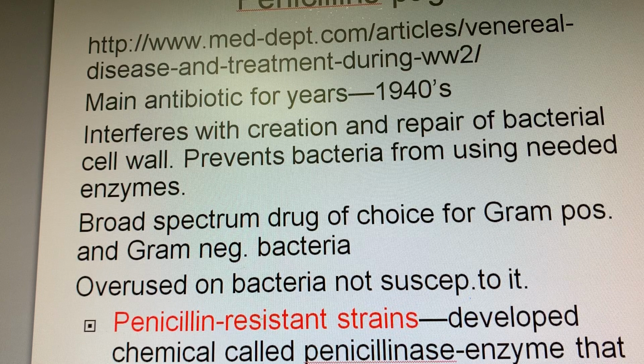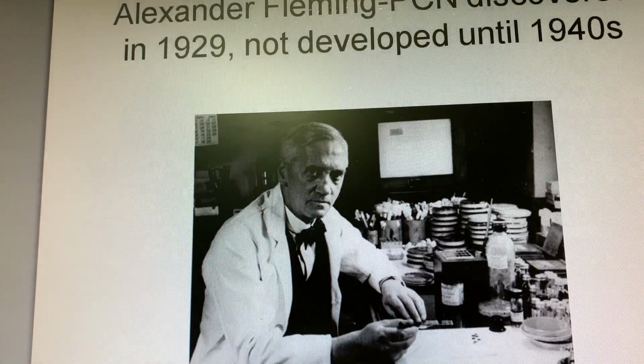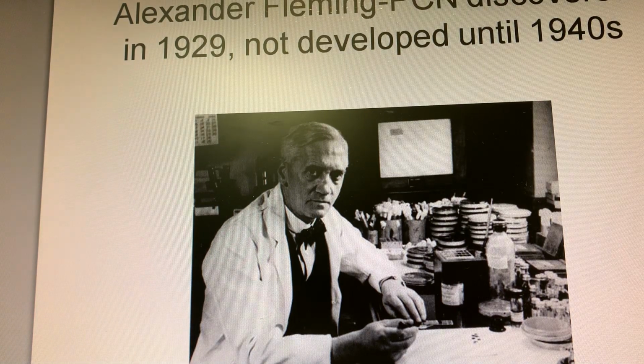In reality, penicillin had been discovered several decades before by a scientist named Alexander Fleming. He was a Scotsman working in England, and he was working on something else. And if you notice this picture, Alexander Fleming might have been brilliant, but he was no housekeeper, and they didn't have the protective equipment that they do now, the hoods and the negative pressure rooms.